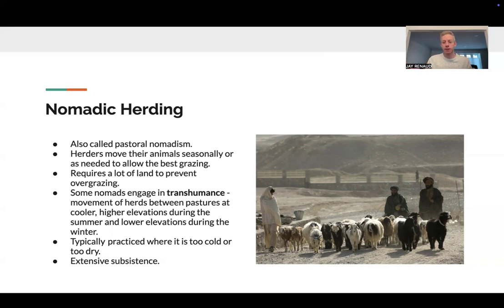All right, but we'll typically practice this type of agriculture where it's too cold or too dry. So this would be very common in Northern Africa and in Southwest Asia and in Mongolia.